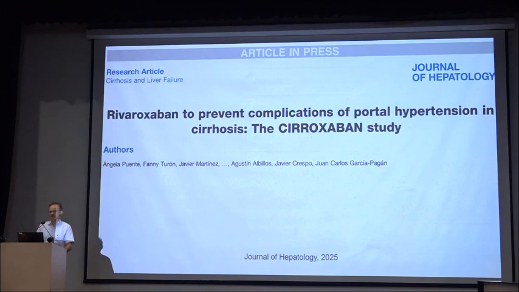So this is the second RCT in the field of portal hypertension analyzing the effect of the anticoagulants, and the first RCT to assess the response to the newer anticoagulant, rivaroxaban, in preventing the complications of portal hypertension, the CIRROXABAN study. It is published just now. Unfortunately, the planned sample size of this study was 180 patients, but the recruitment was very slow. Only 90 patients could be recruited and then analyzed.